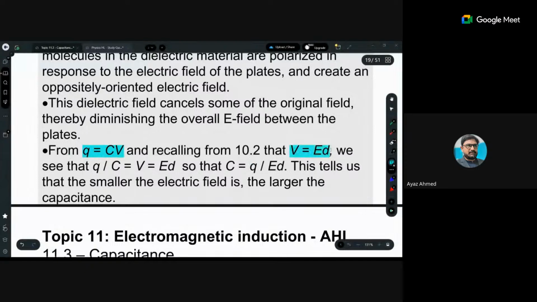We can say that, because from this equation, your V equals Q by C, and from this equation, your V equals E times D. So these two are combined over here in this format, right? From here, we get that now your C equals Q divided by ED, right? From this equation, this tells that the smaller the electric field, the larger the capacitance will be. Is it clear to you?